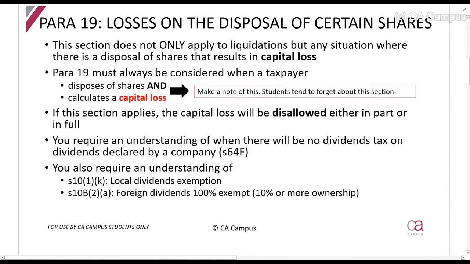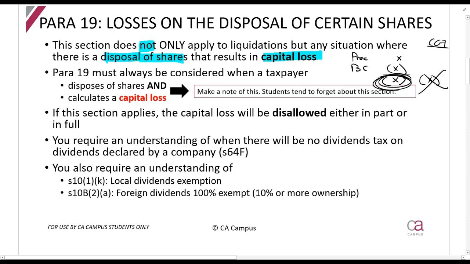So let's take a look at it. I want you to understand, when do we look at paragraph 19? It does not only apply to liquidations. It applies to any situation where you sell shares and it results in a capital loss. So where you say proceeds less base cost and it creates a capital loss, any situation of that with shares, you have to consider this. We just see this section more often applied to liquidations, and it has a special rule for liquidations we'll see. What it means is that loss, which you want to put into your CGT column, you will not be allowed to put it in there.